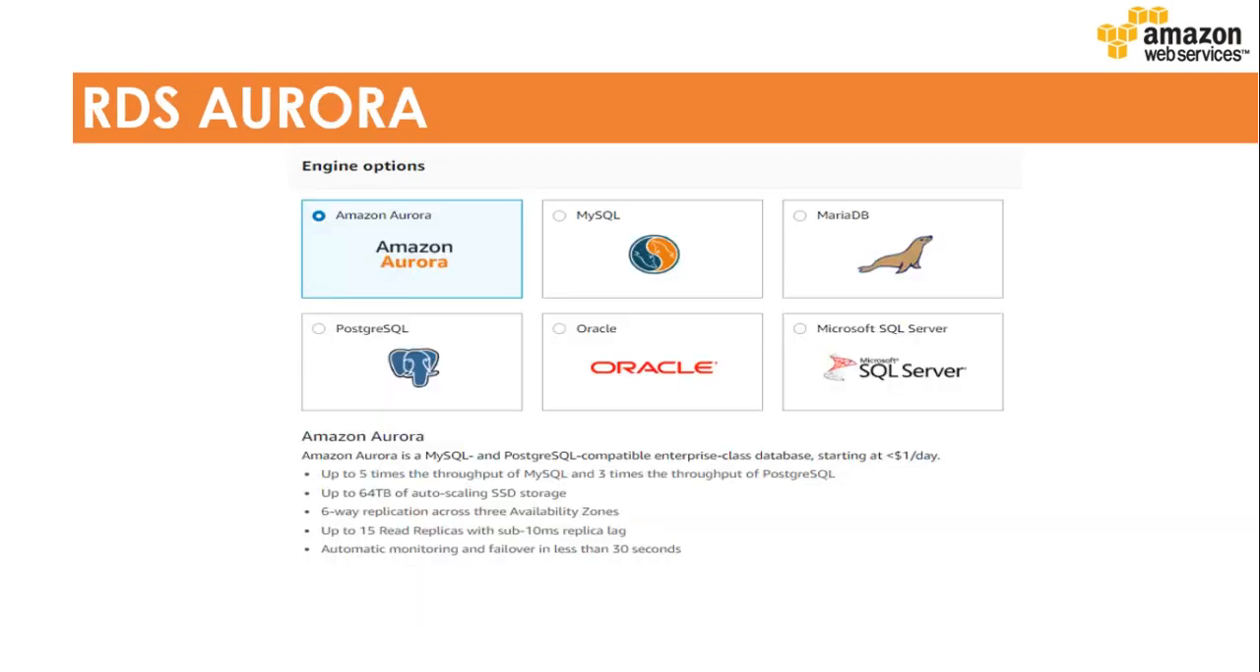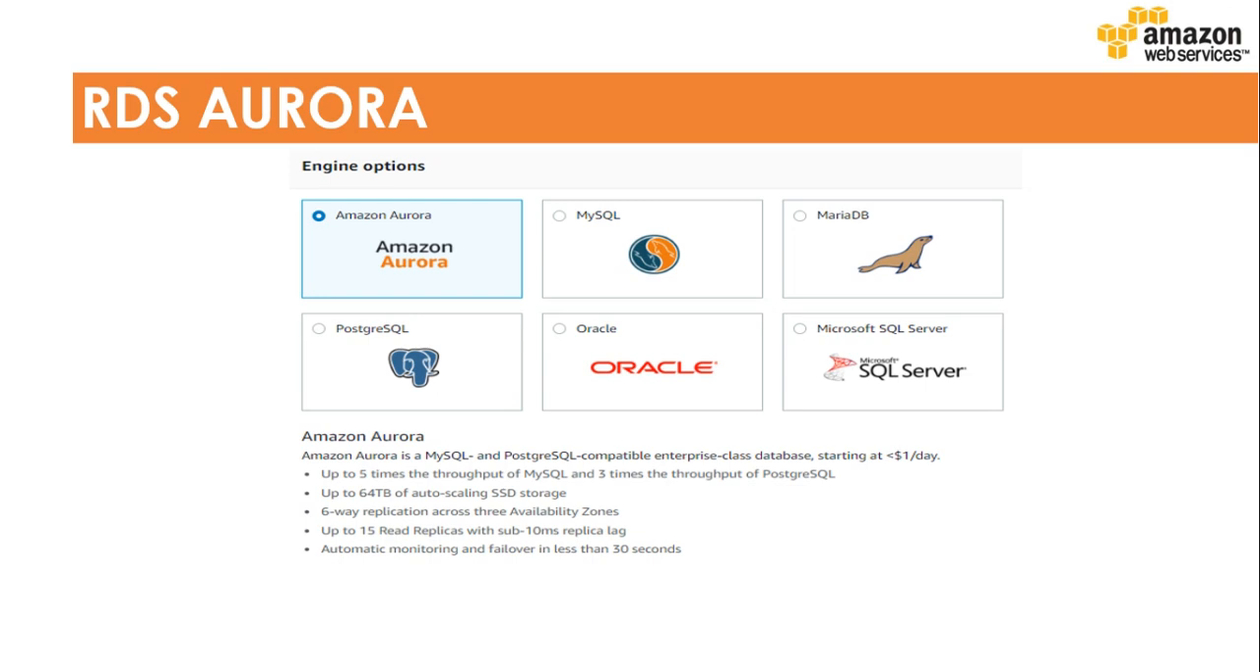So RDS Aurora. That database is provided by AWS, and if you look at the engine options, there are six engines: Amazon Aurora, MySQL, MariaDB, PostgreSQL, Oracle, and Microsoft SQL Server. So we'll talk about Aurora first.